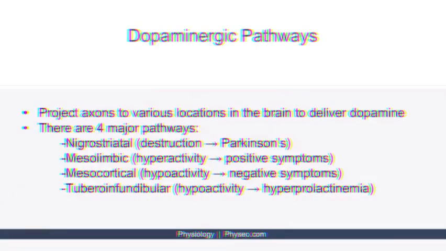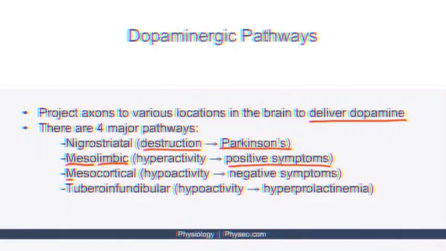So now let's review all of the dopaminergic pathways together. Recall that they all project axons to various locations in the brain to deliver dopamine. And there are 4 major pathways. The nigrostriatal, which goes from the substantia nigra to the striatum. And if you have destruction of this, you get Parkinson's disease. And the mesolimbic pathway goes from the mesencephalon or midbrain, specifically the ventral tegmental area, to the limbic system. And when you have hyperactivity of this system, you get the positive symptoms associated with schizophrenia.